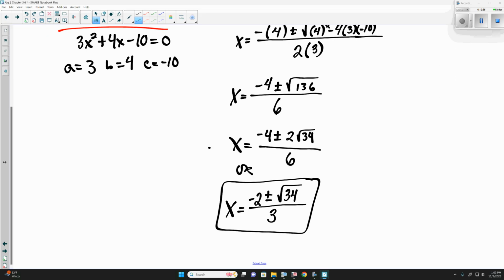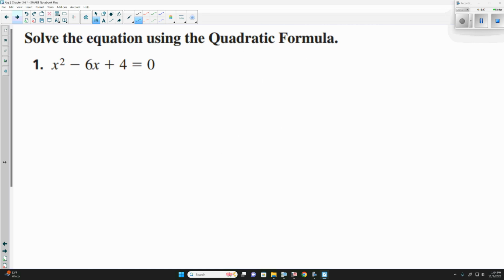For the most part, I will take either one of these. I would prefer if you could get it in simplest form, but negative 4 plus or minus 2 square root of 34 over 6 is also acceptable. For me, anyways. Questions on this here? Any questions on anything we've done so far? Let's look at the next one.